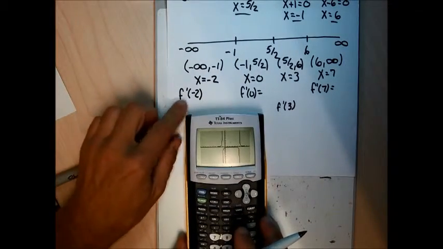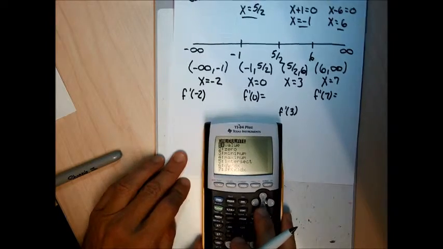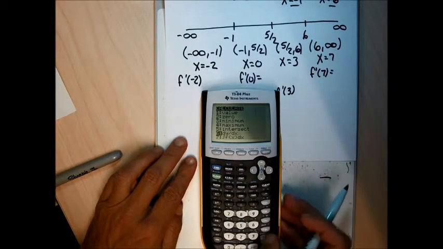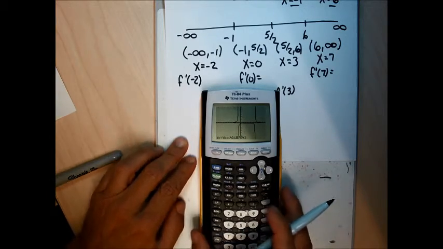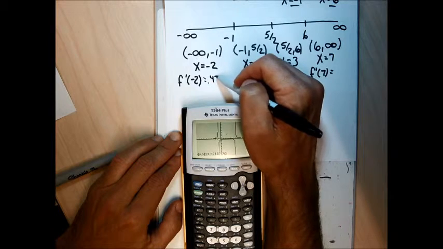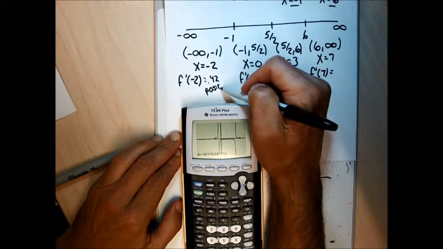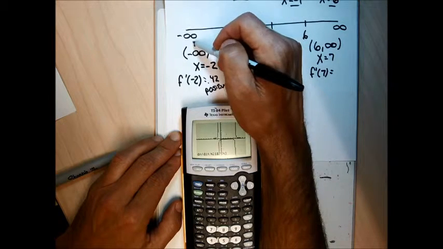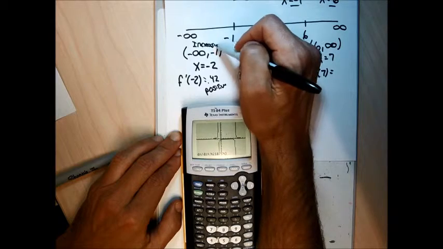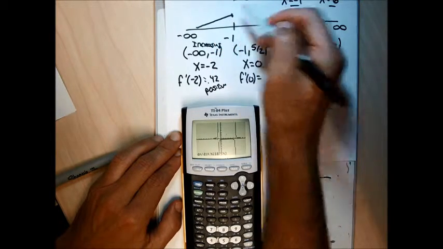So my first interval, I'm going to plug -2 in by going second calc, going down to number 6, typing in -2, and I get 0.42. Because this is positive, in this interval, the graph is increasing. And above my number line, I'm going to put a little increasing arrow.